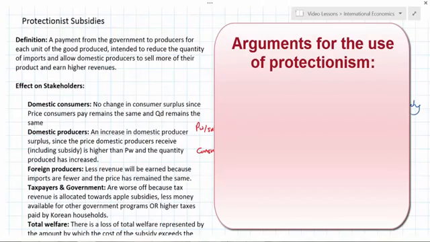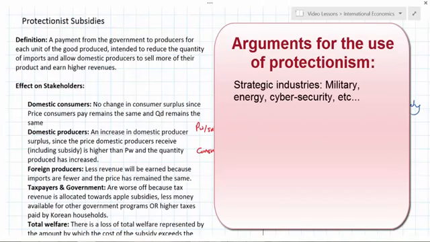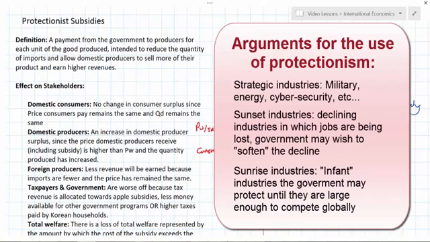For example, strategic industries, such as military or defense. A country might not want to import its military technology. Therefore, protecting those industries is very important. Other examples might be sunset or sunrise industries. Countries might choose to protect infant industries that are new and can't compete with larger foreign producers, but are deemed to be important for the economy. Protecting infant or sunrise industries in developing countries might be a strategy for economic development.